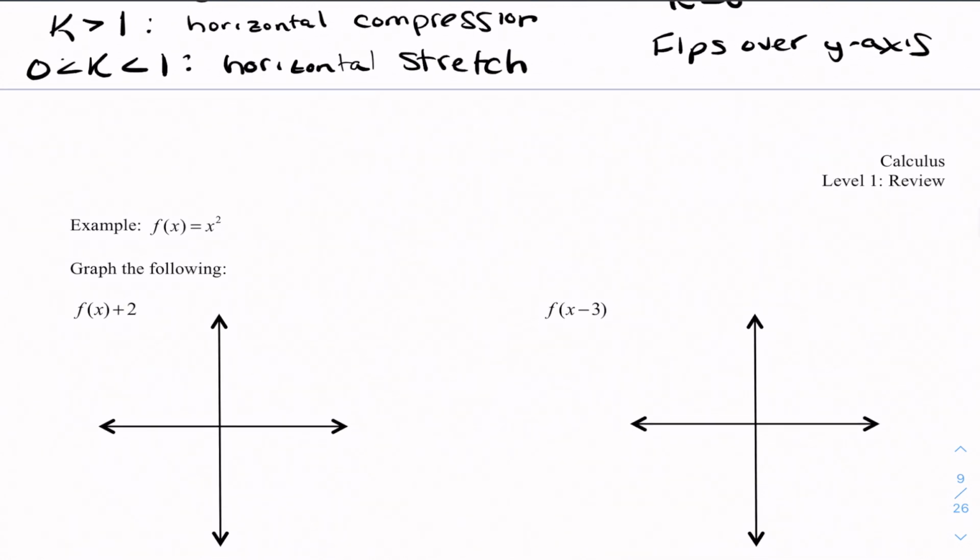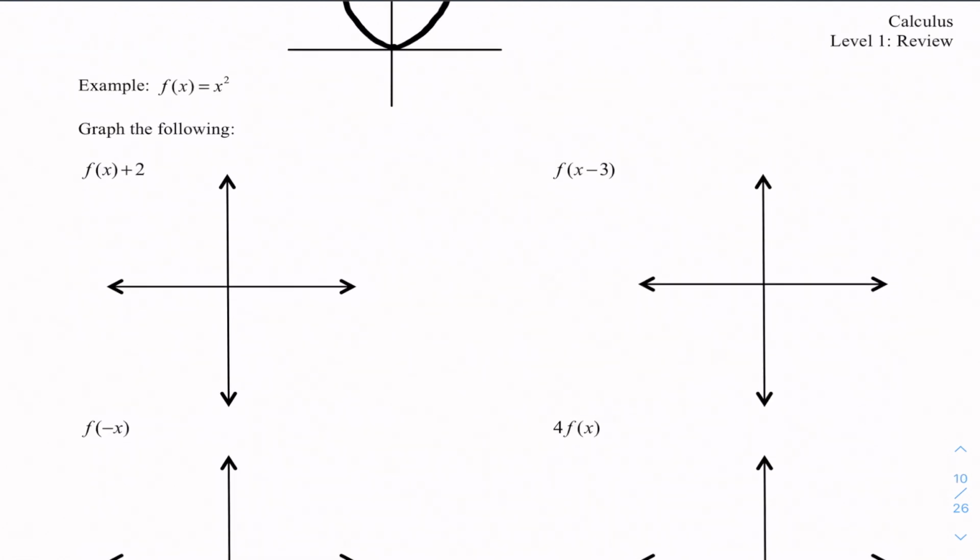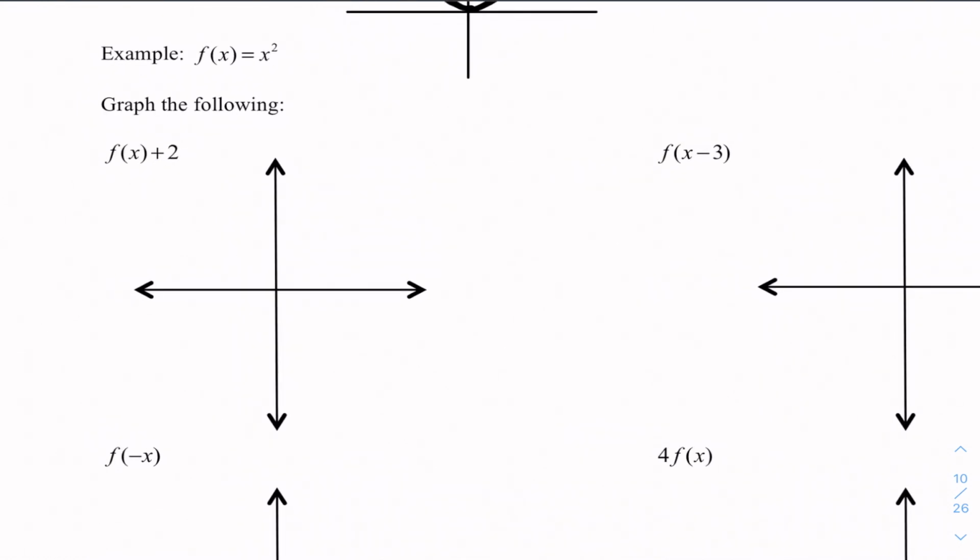So take, for example, the function y equals, or f of x equals x squared. We should know what the standard parabola looks like, but just in case, we're going to graph this function. That is the parent function. And we want to analyze these different translations. And this will look very similar to your homework. So I would like you to write down what each of them are, then graph.